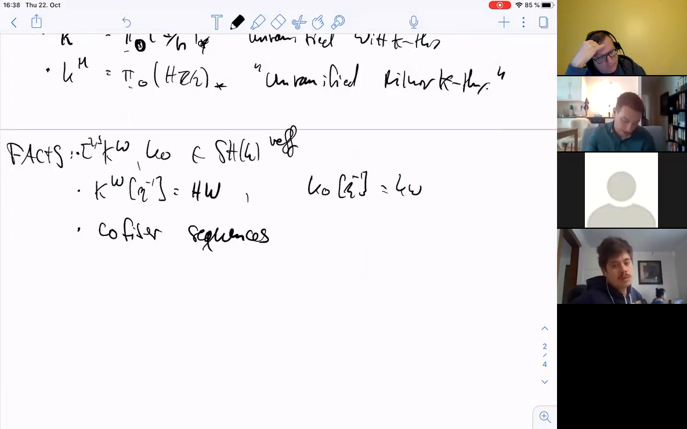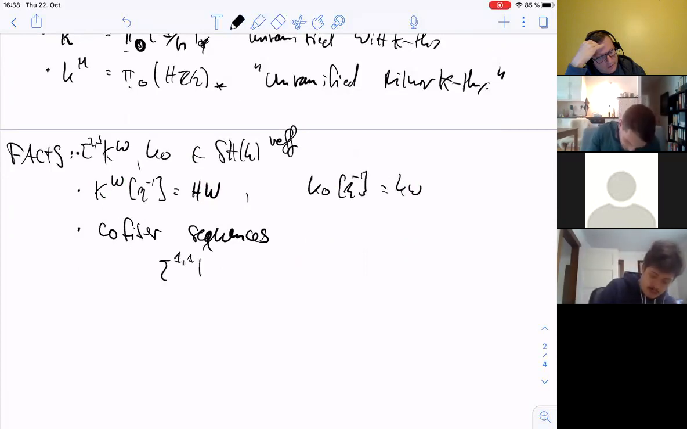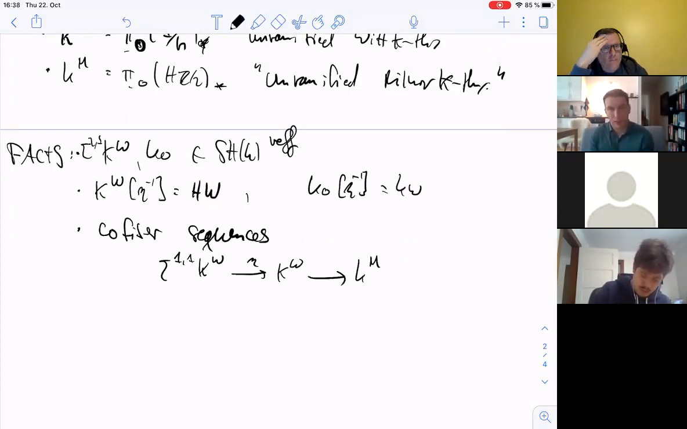Basically, I'm going to work out what happened. Let's say I take unramified Witt K-theory and I mod out by eta in the spectrum sense. The cofiber is unramified Milnor K-theory. And this is basically equivalent to what's called Milnor's conjecture in quadratic forms.